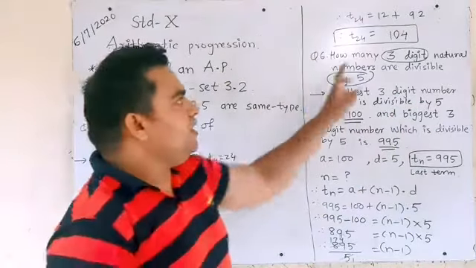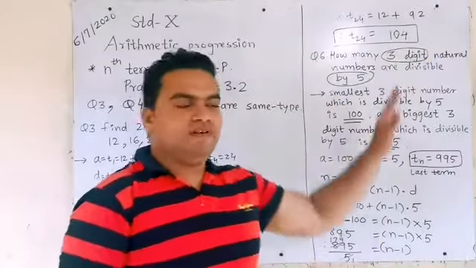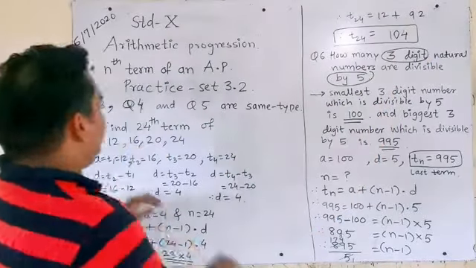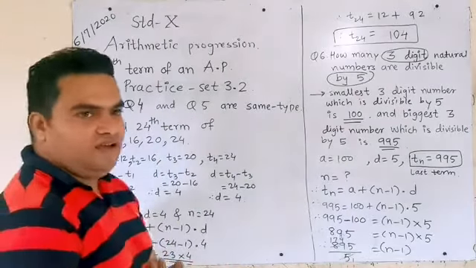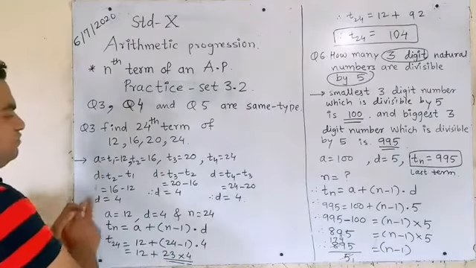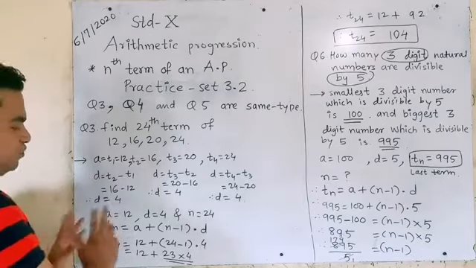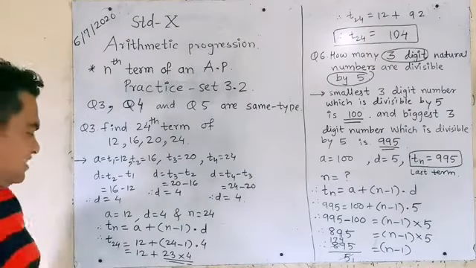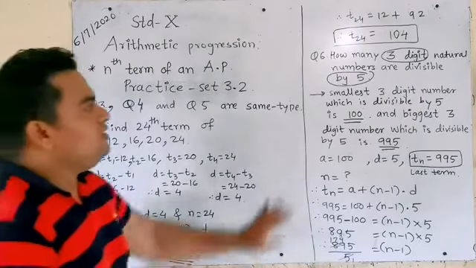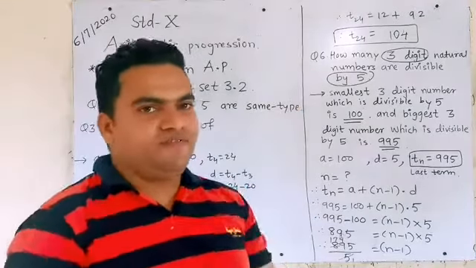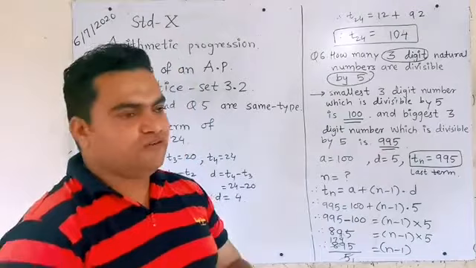24th term will be 104. So here we will finish the answer. Then we have to solve question number 4, question number 5 like this only. First we have to find the value of A, then you have to find the value of B, then you have to put the formula of nth term, that is Tn is equal to A plus (n minus 1) into D. Now question number 6 is a little different, but it is also the same kind of question.